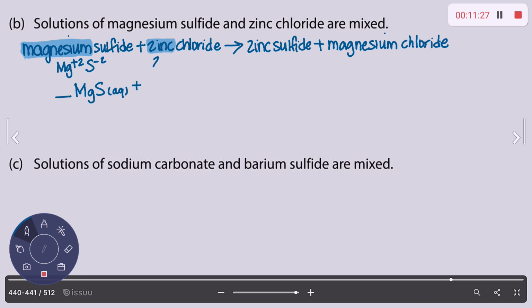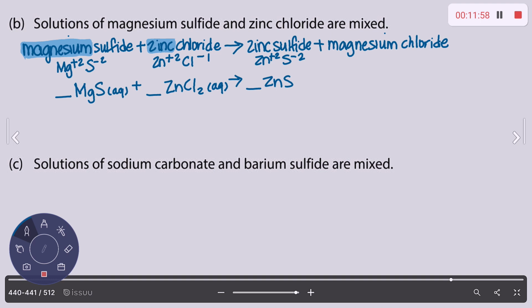Zinc has what charge? +2. What is chloride's charge? -1. What would the chemical formula be there? ZnCl2. They also said it's a solution, so I put AQ after it. Are we good so far? Okay, zinc sulfide. So zinc is Zn +2. Sulfide is S -2.